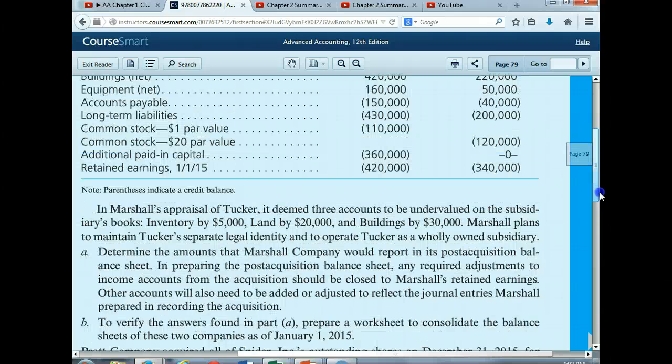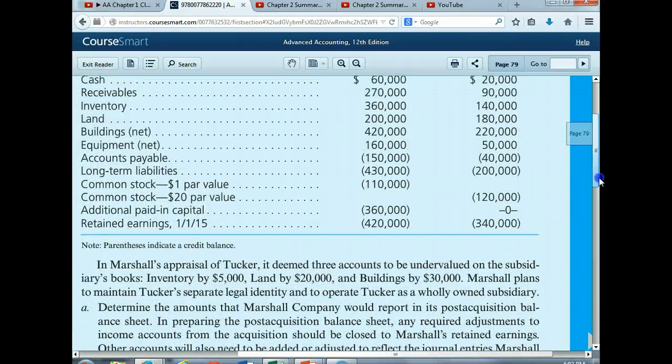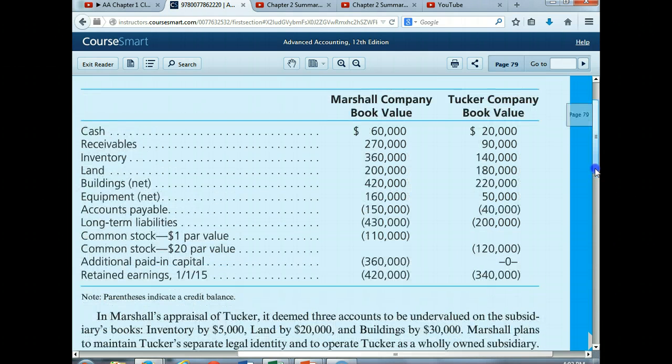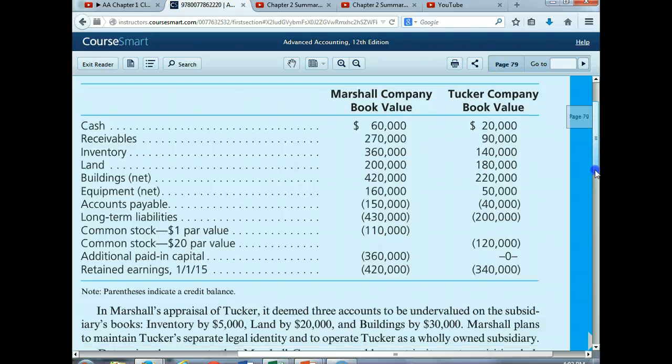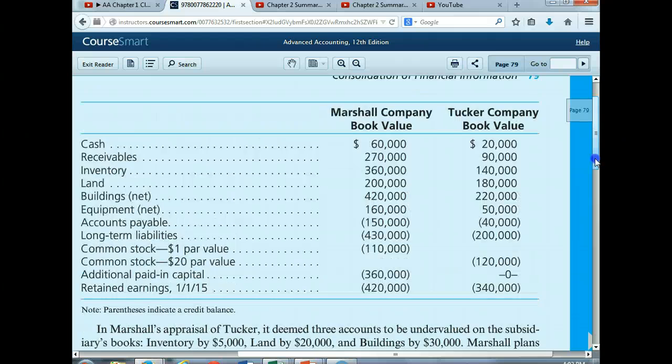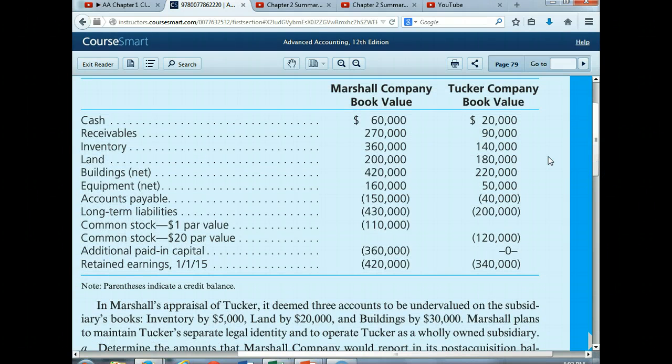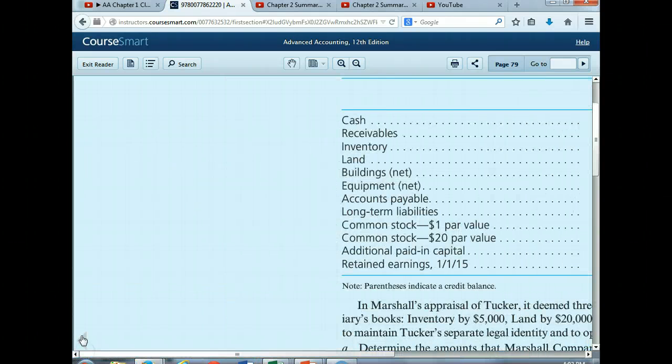Verify the answers, prepare a worksheet. So basically, the retained earnings, we started with 420. Does it tell us the income? It's at the beginning of the period, so I think it just stays at that 420. It says 1/115.